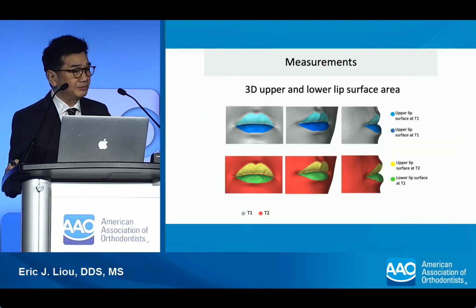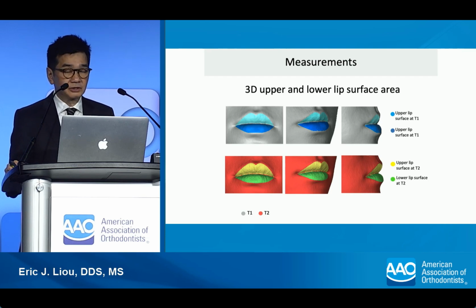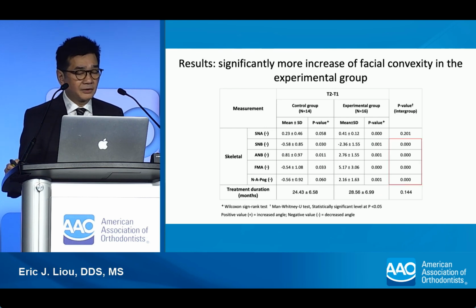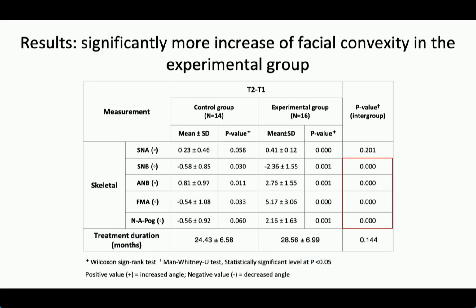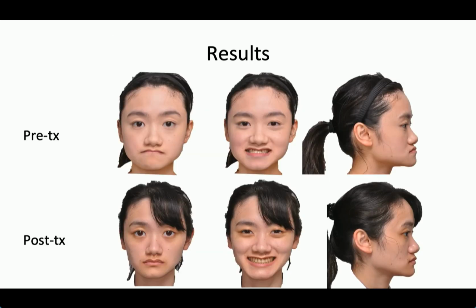And also at the same time, we measured the T1 and T2 upper and lower lip three-dimensional lip surfaces to see the changes of the lip thickness. So this is the first result. You can see there's an increase of the facial convexity in the experimental group after the treatment. And also you can see the upper lip surface area increase, and the mandible was repositioned backwards and downward in the experimental group.